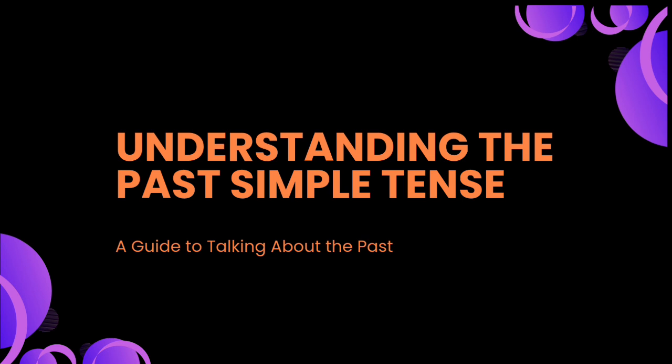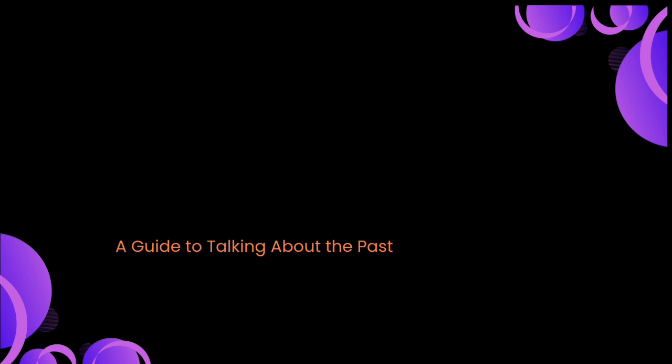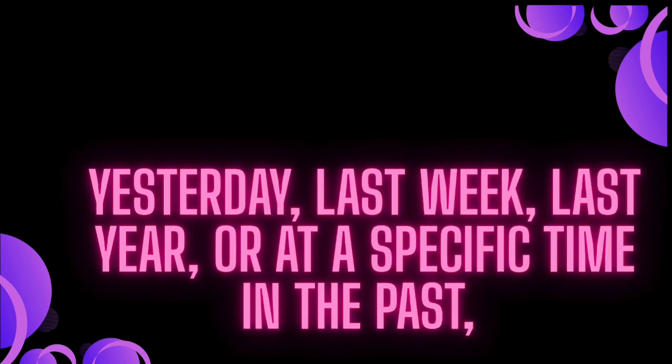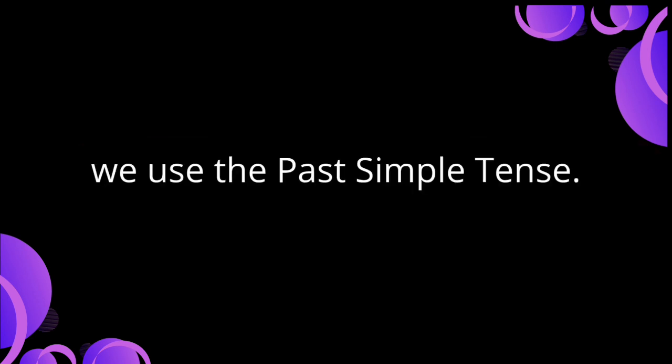First, let's understand what the past simple tense is. The past simple tense is used to talk about actions or events that happened and finished in the past. In other words, if something started and ended yesterday, last week, last year, or at a specific time in the past, we use the past simple tense.